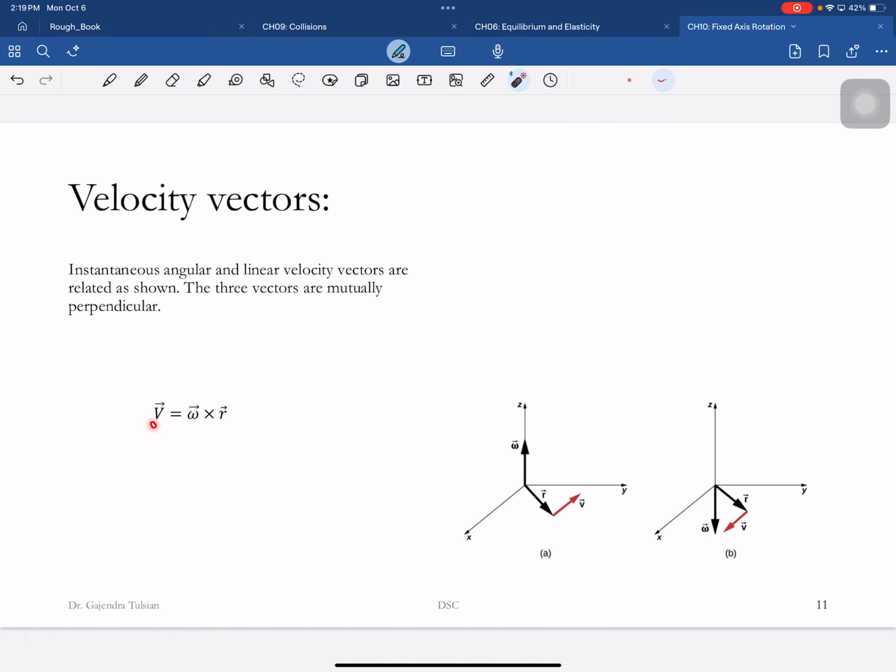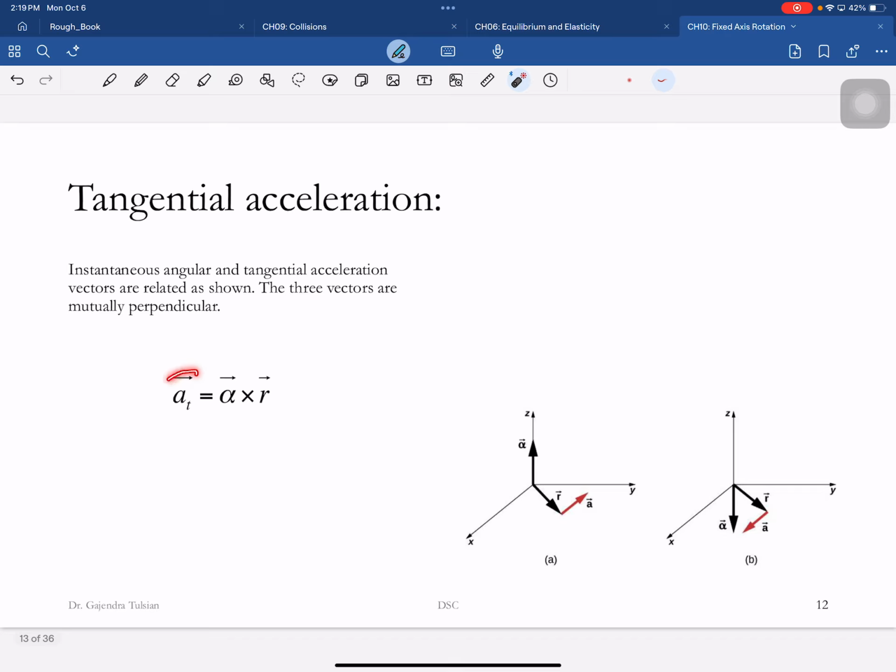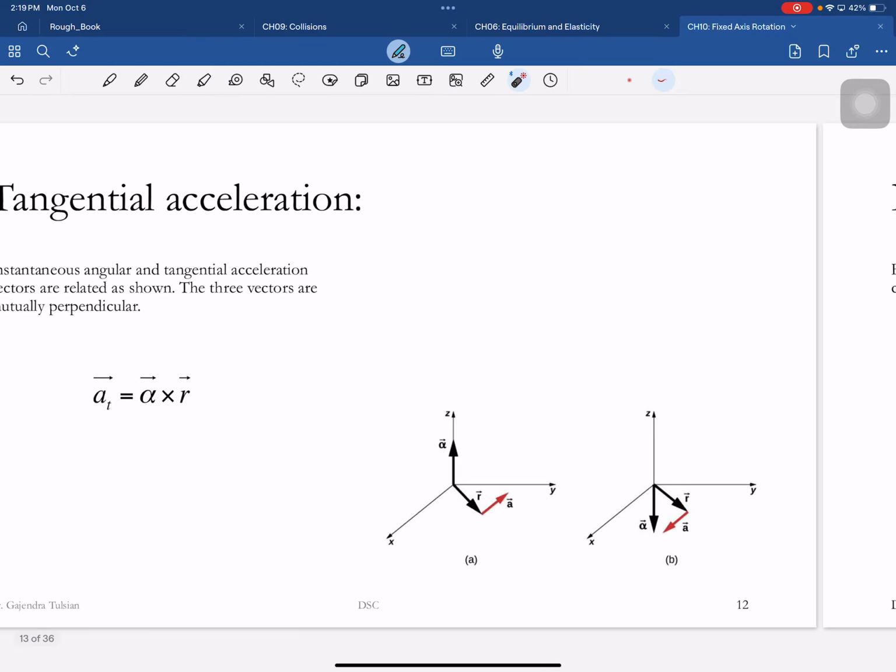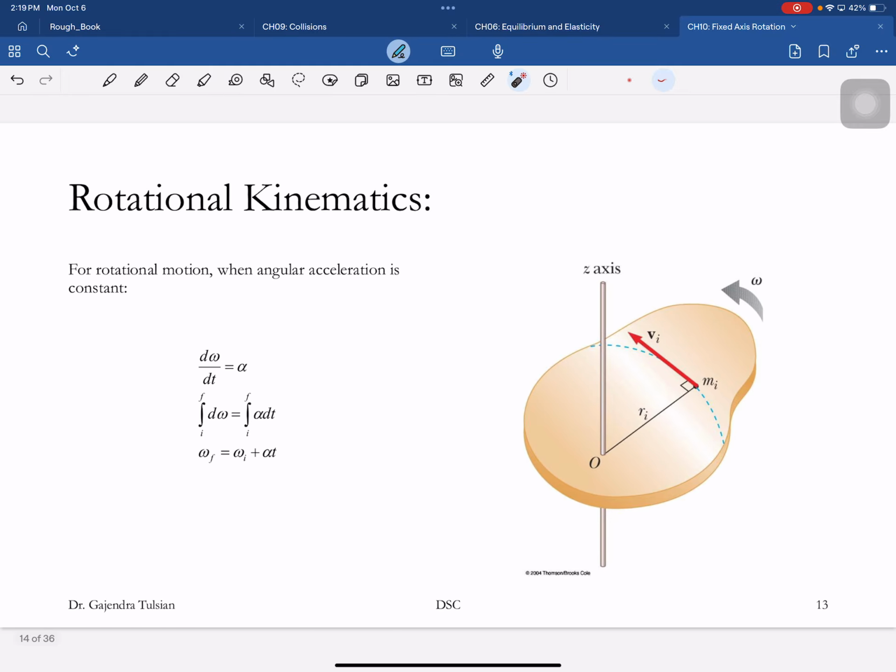If you take the time derivative, that will give you the acceleration. This time derivative will give you the angular acceleration. So this is tangential acceleration. Tangential acceleration is the acceleration arising because of the speed change of the object. The tangential acceleration is angular acceleration cross r. Again, the further out you are, the faster you're accelerating. All right, we can stop here.